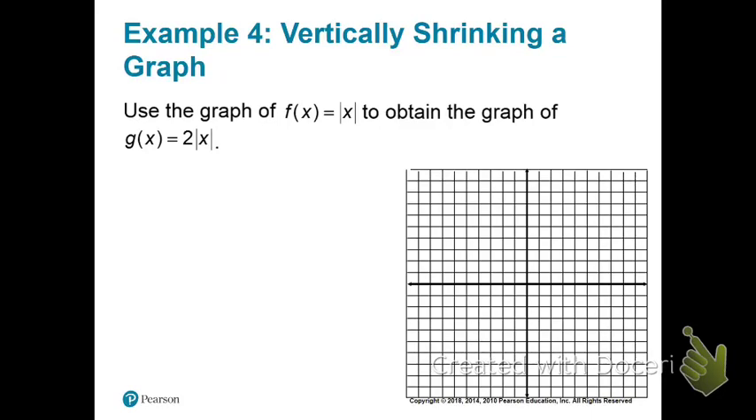Use the graph of f of x equals absolute value of x. Obtain the graph of g of x equals 2 times the absolute value of x. Alright, so what do I expect to see because of that 2?